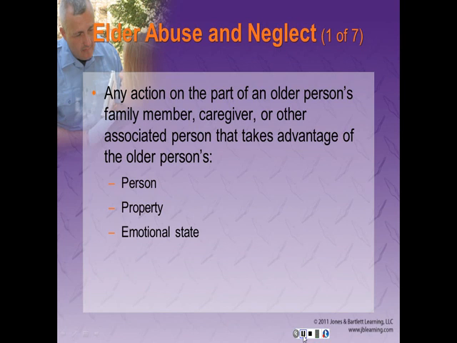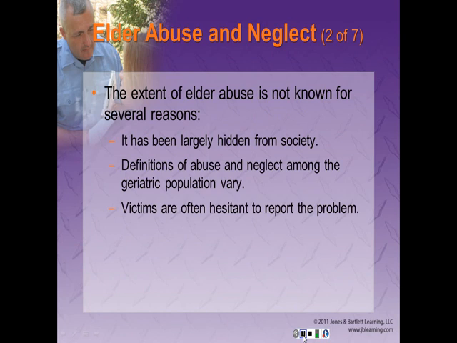Elder abuse and neglect. Elder abuse is defined as any action on the part of an older person's family member, caregiver, or other associated person that takes advantage of the older person's person, property, or emotional state. It's also called granny beating and parent battering. The exact extent of elder abuse is not known for several reasons, including the following. Elder abuse is a problem that has been largely hidden from society.